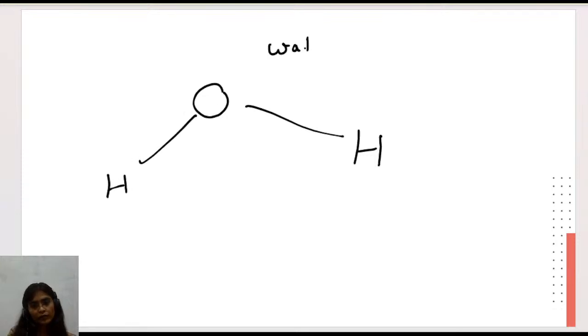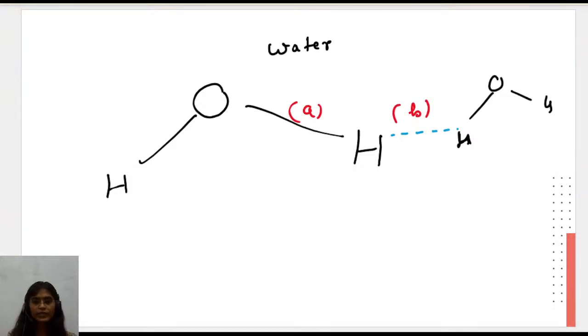Okay, this is water, and one more, this is water. I'm highlighting some labels, alphabet A and B. Which one is a hydrogen bond? Is it A or is it B? B, right? I hope everyone knows the basics: A is a covalent bond. Don't say this is a hydrogen bond, it's a simple covalent bond. So B is a hydrogen bond.